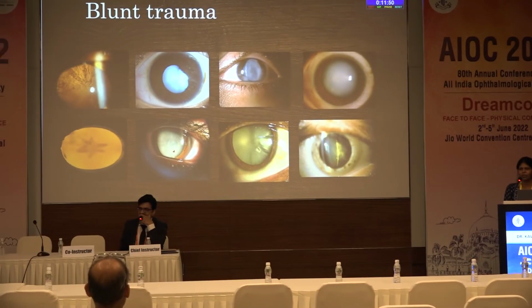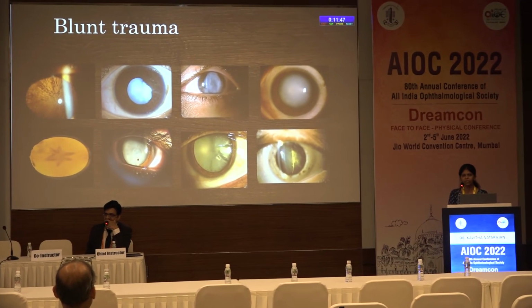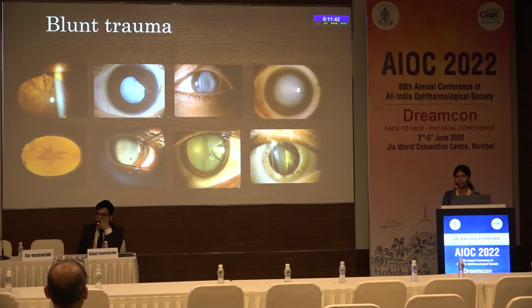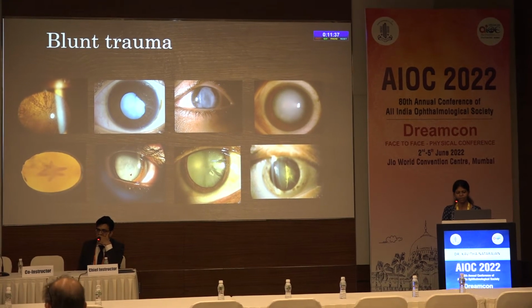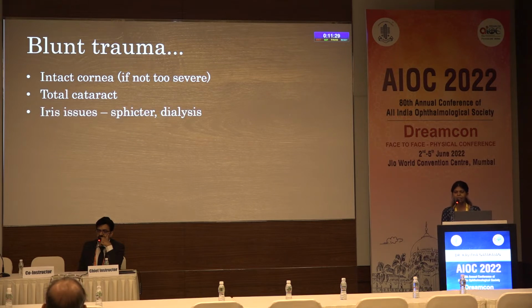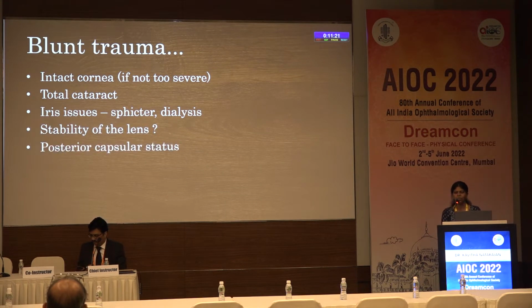So as we know, trauma can be blunt or penetrating, and all sorts of presentations can be there. It can present to you at emergency as soon as the injury occurs, or at various times after the injury. In blunt trauma, the common features are an intact cornea, if not too severe. Total cataract is common. Iris issues can be associated, like sphincter tears and dialysis. Lens stability is always a query. You have to be wary of posterior capsular status, even if the anterior capsule is intact. And angle injuries can also be coexistent.